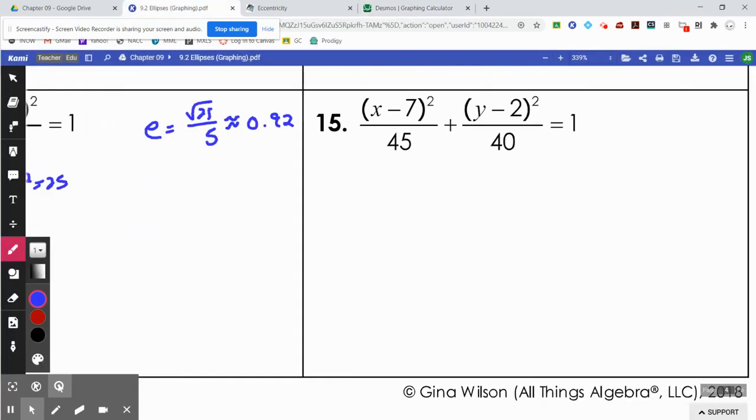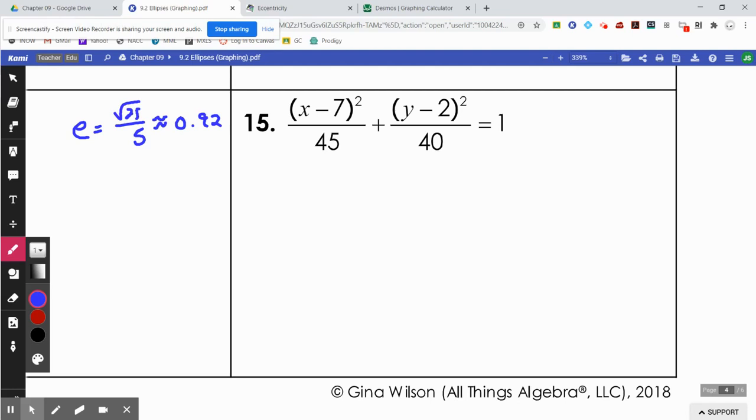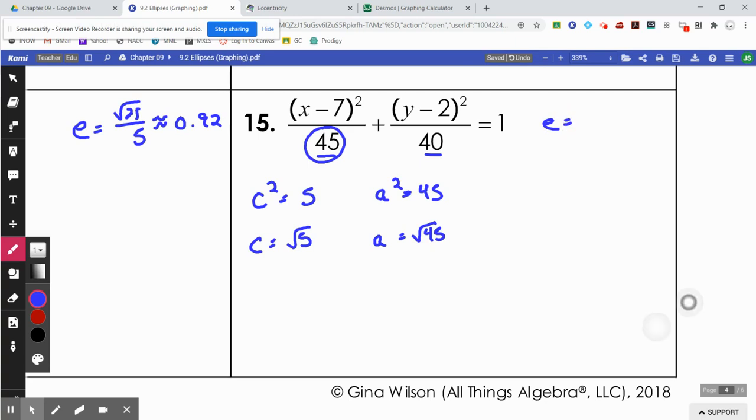Okay, finally, number 15. Again, we have C squared is equal to A squared minus B squared, which would be 5 in this case. Therefore, C is going to be the square root of 5. Our A squared is 45, so therefore A is going to be the square root of 45. So our eccentricity is going to be the square root of 5 over the square root of 45. Since both of those are square roots, you can reduce them. That's going to be the square root of 1 over the square root of 9, which is an eccentricity of 1/3.